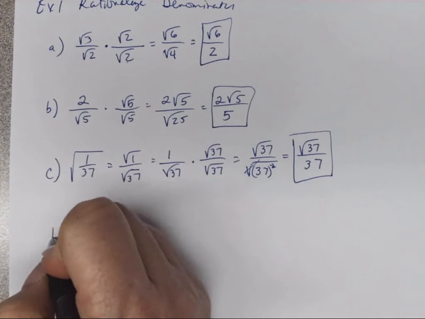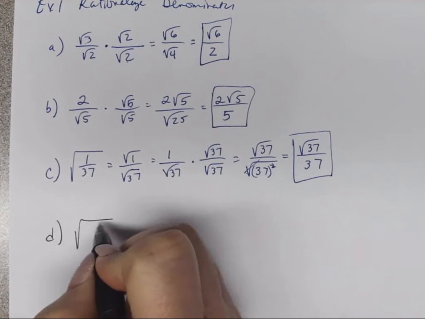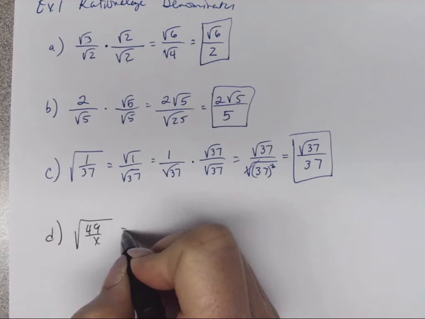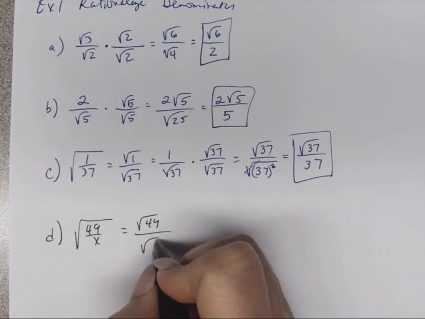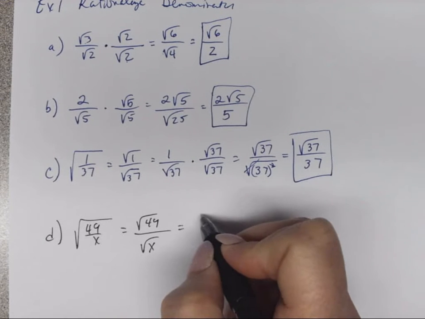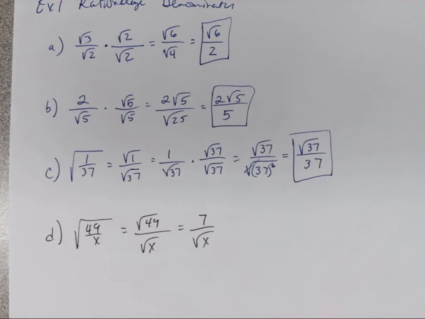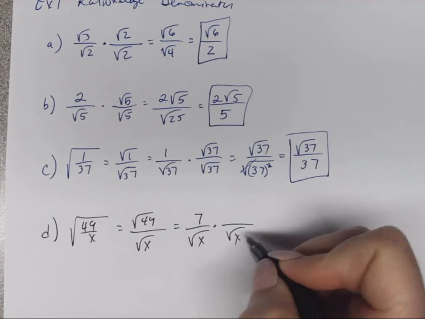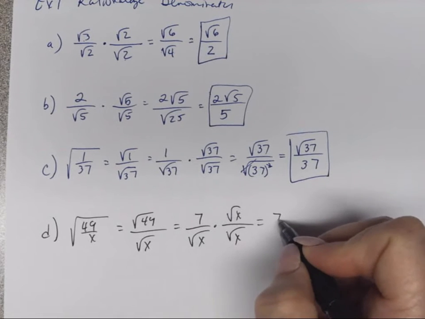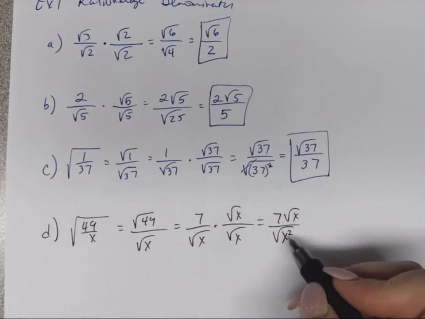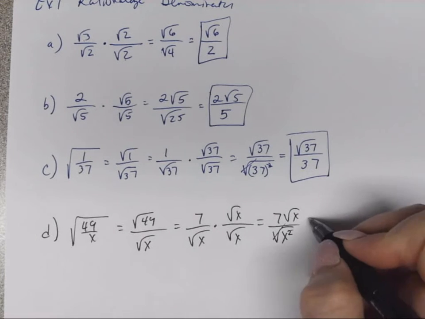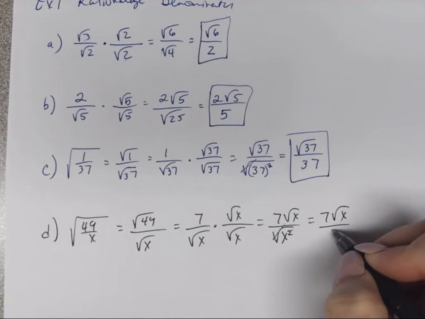All right, our next problem, we have square root of 49 over x. Again, we're going to split it out: square root of 49 over the square root of x. Square root of 49 is 7 over the square root of x. Now I need to clear out that radical on the denominator, so I'll multiply by that square root of x so that they match. So 7 square roots of x over the square root of x squared. Again, the radical takes care of the square, and you end up with 7 square roots of x over x.